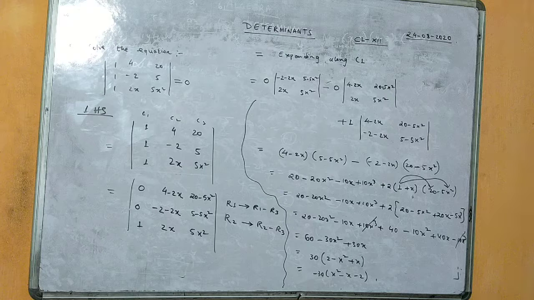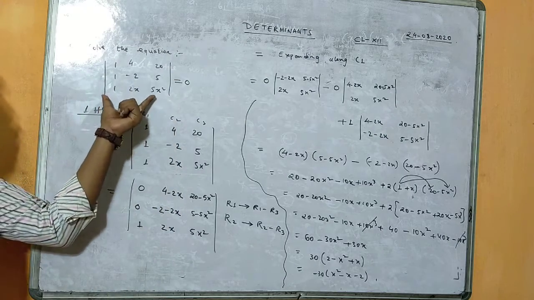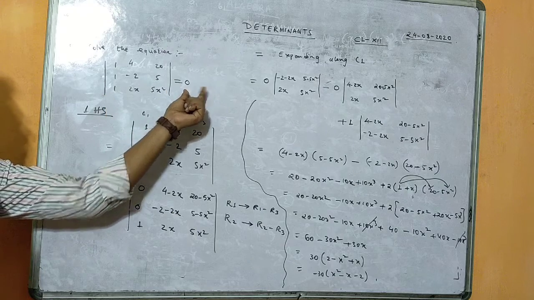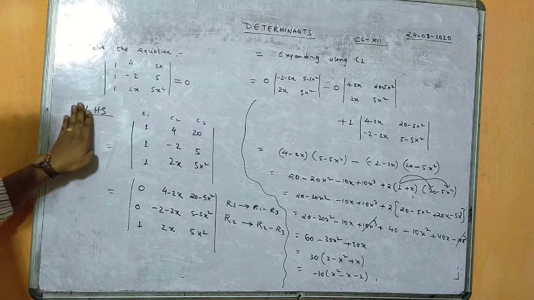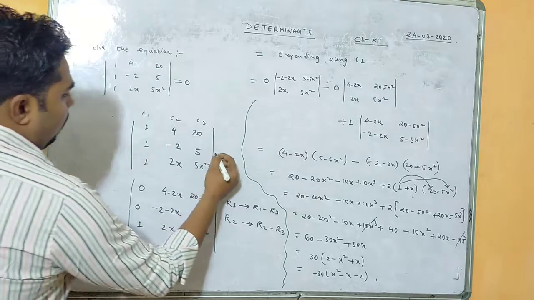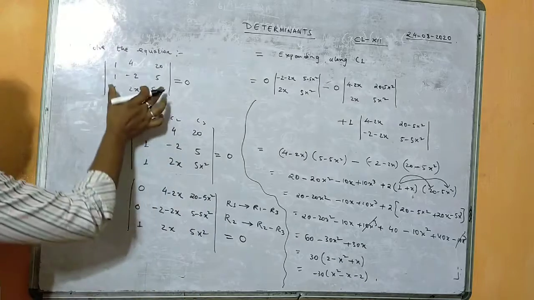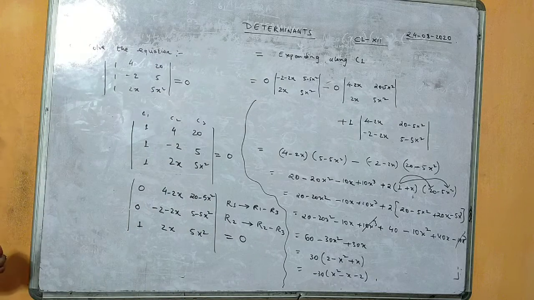On the screen you can see I have noted down one question, that is: solve the equation. Solving the equation means we have to get the value of x, and on the right hand side it is 0. So what we have done is taken the total term on the left hand side. Okay, we'll make changes in the left hand side now.